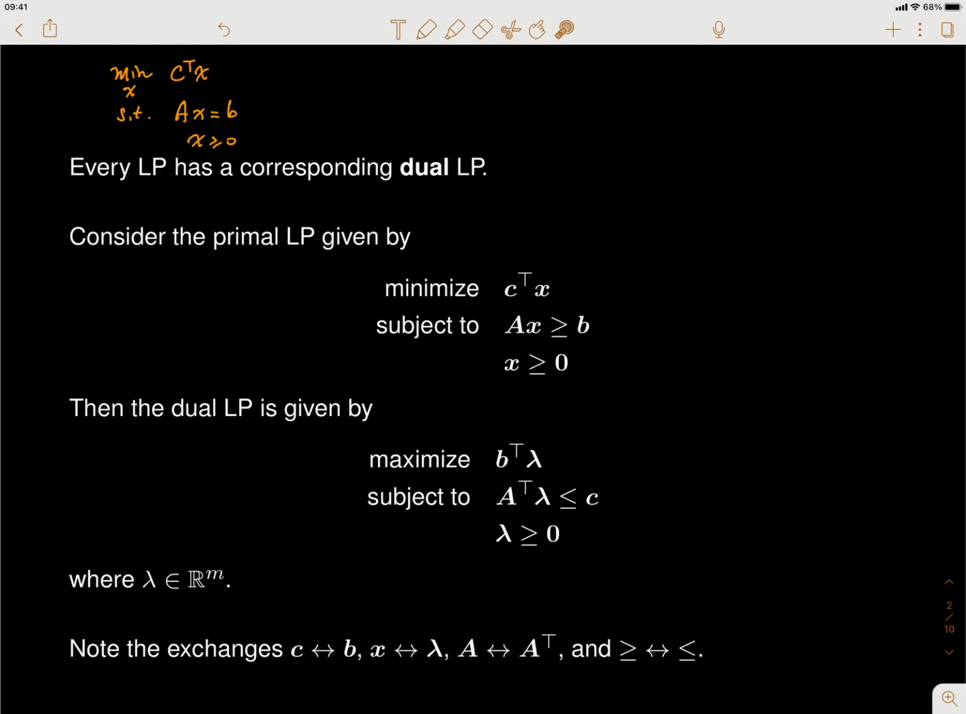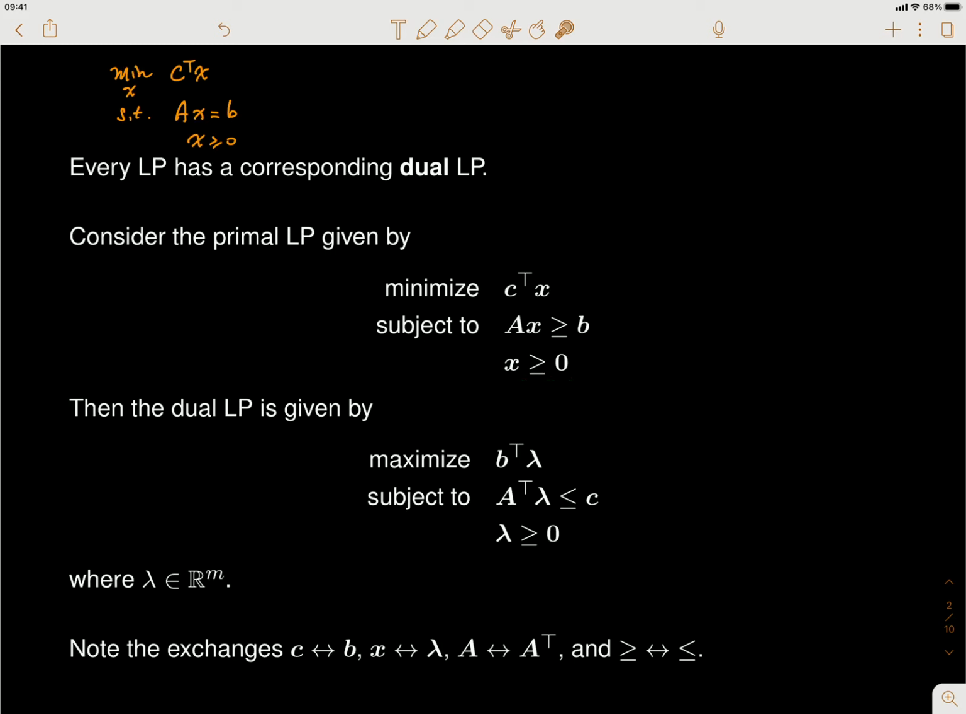Okay, and also the constraint Ax greater than or equal to b is changed to A transpose times lambda less than or equal to c. So here it's like we switch the roles of c and b, and we take a transpose of A, and that becomes A transpose here. And the greater than or equal to becomes less than or equal to. Okay, and this is the same as before.